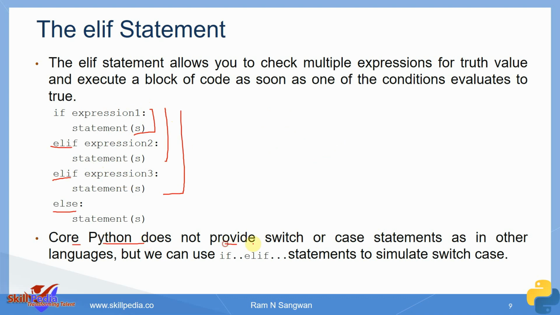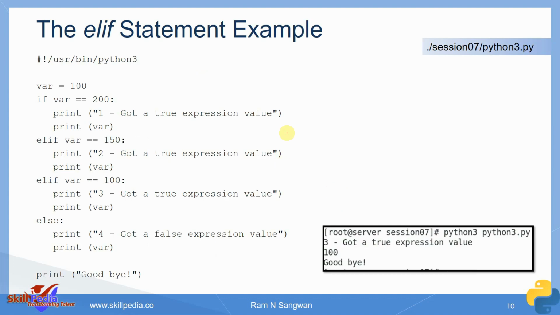Core Python does not provide switch or case statements as in other languages, but we can use if, elif, else statements to simulate switch case. In the latest version, we need to check whether it is available or not. Earlier versions never provided this. We need to check the latest documentation to see whether they are available in Python. So this is not a final statement that they are available or not, but yes, we can verify whether the switch or case construct is available in Python. Earlier they were not there.